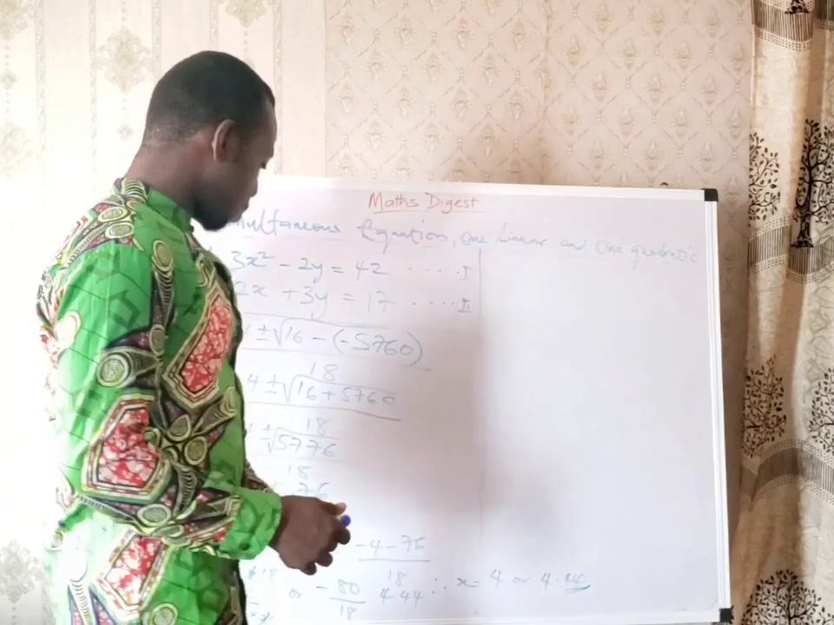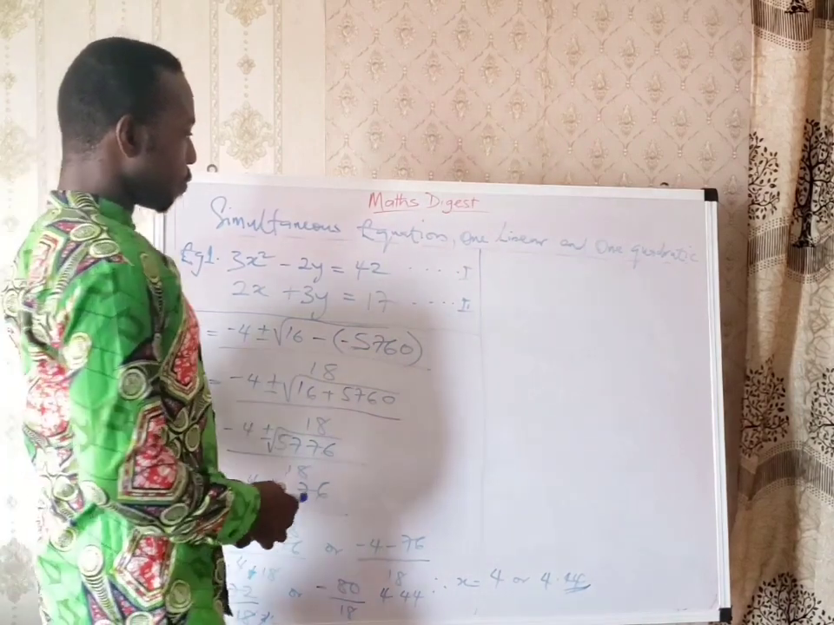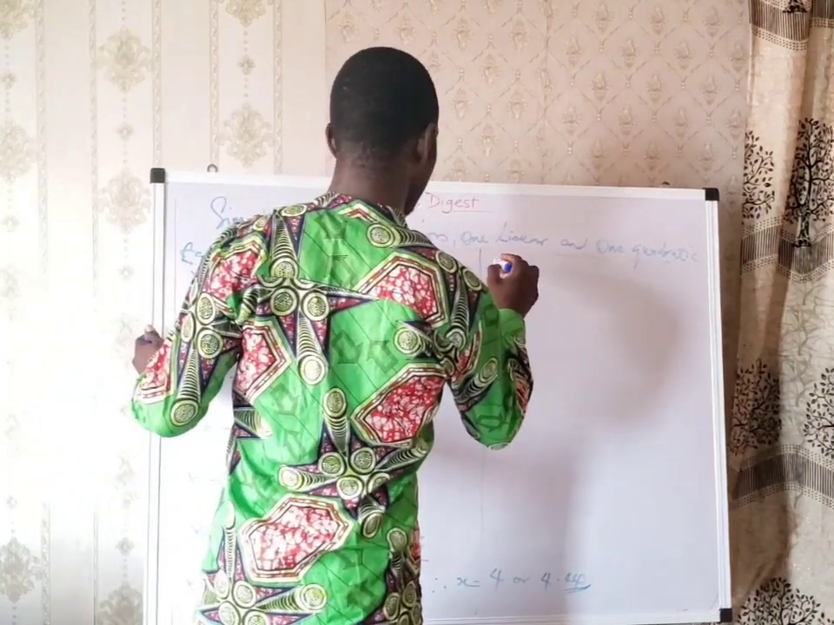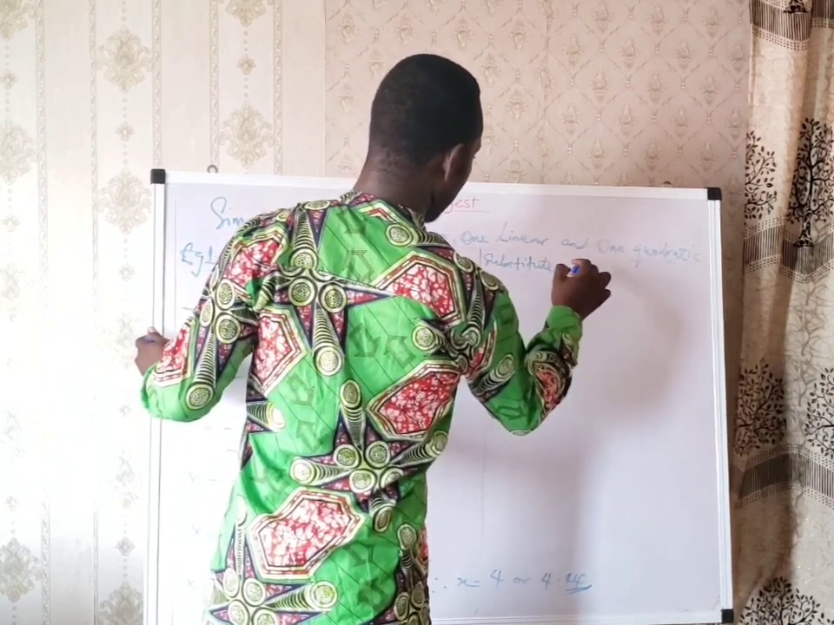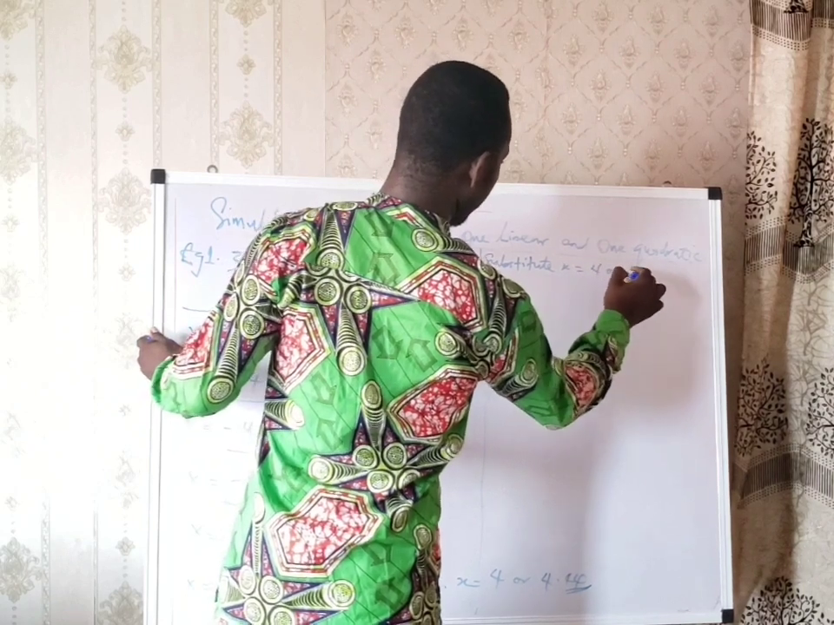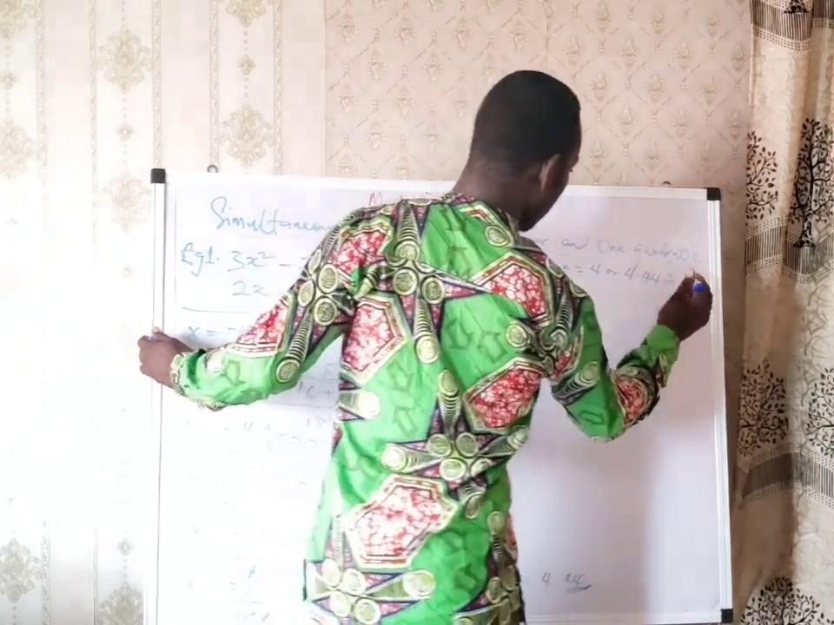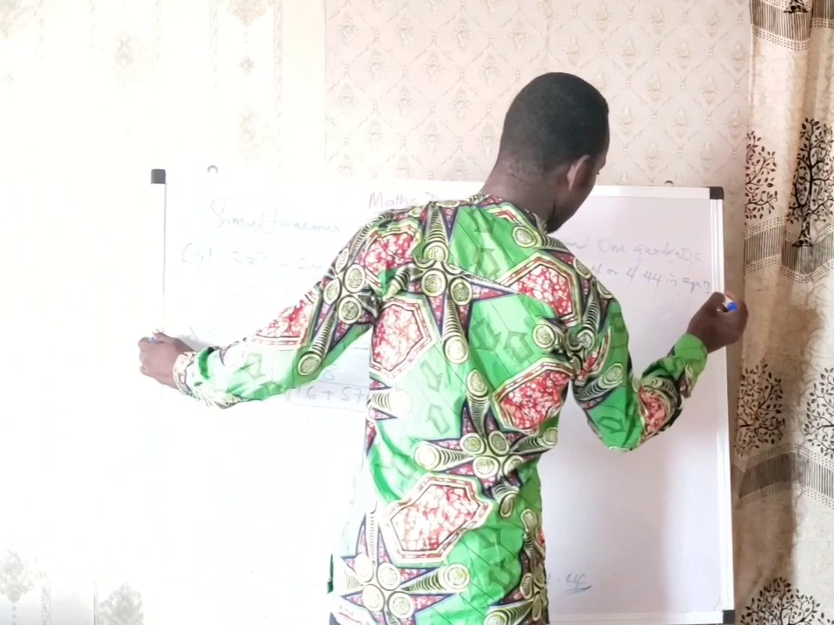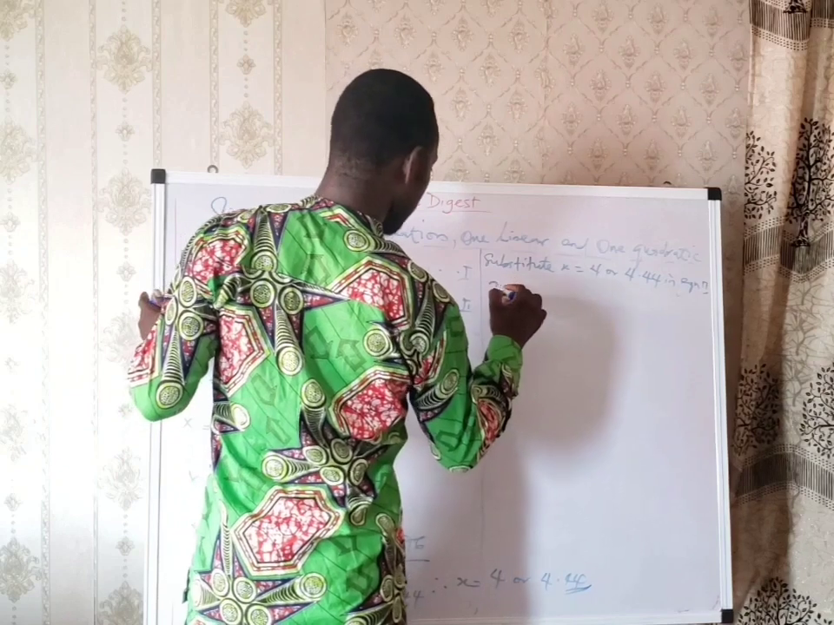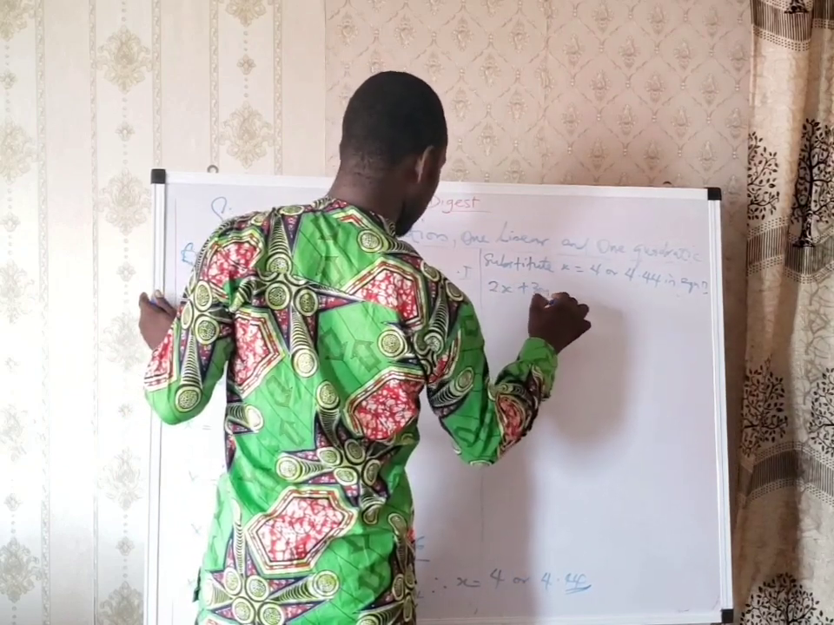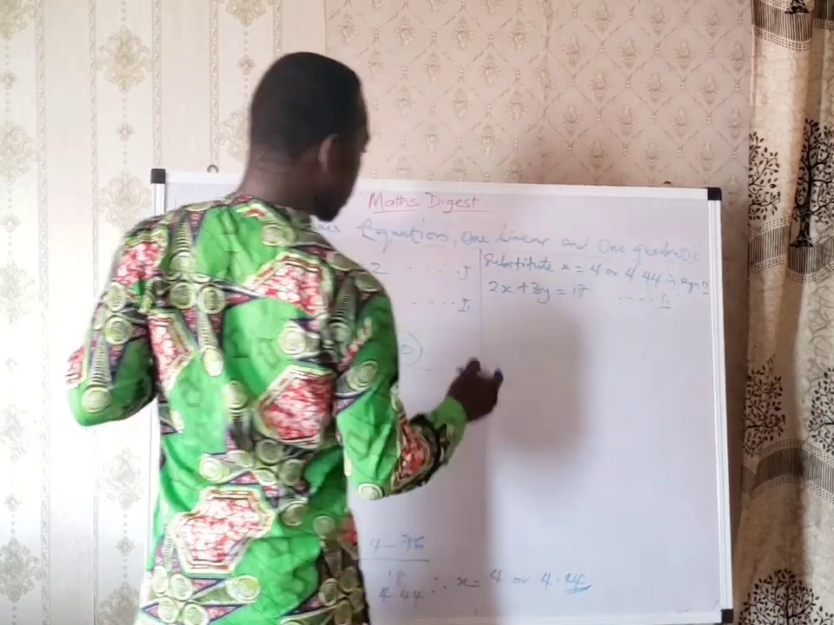All right, welcome back. So we have that x is 4 or 4.44. Now substitute x equal to 4 or 4.44 in equation 2. Equation 2 says 2x plus 3y equal to 17. This is equation 2, remember?